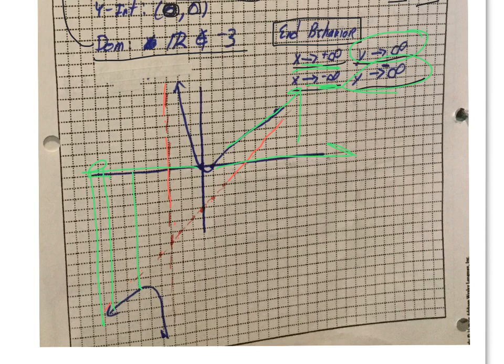What I'd like you to do is pause this and then go onto the slides and attempt to find the factored form, the domain. You don't have to worry about the range, your x-intercepts, y-intercepts, any horizontal or slant asymptotes, any vertical asymptotes or holes, and then determine the end behavior for part E. Then come back and check your answers.